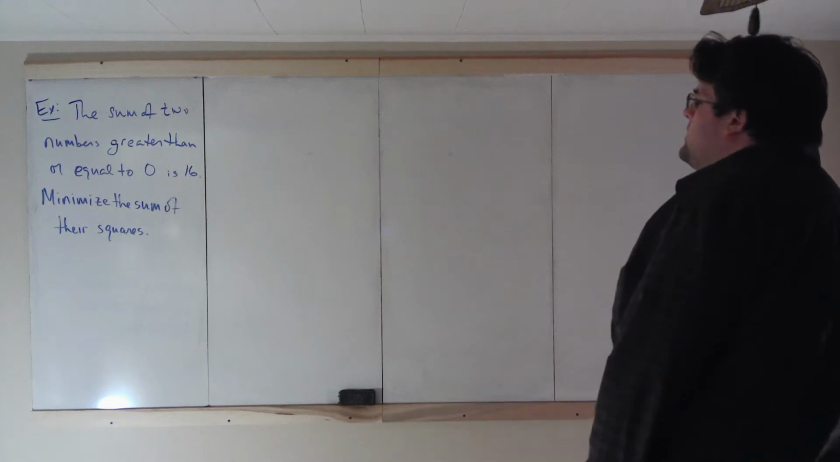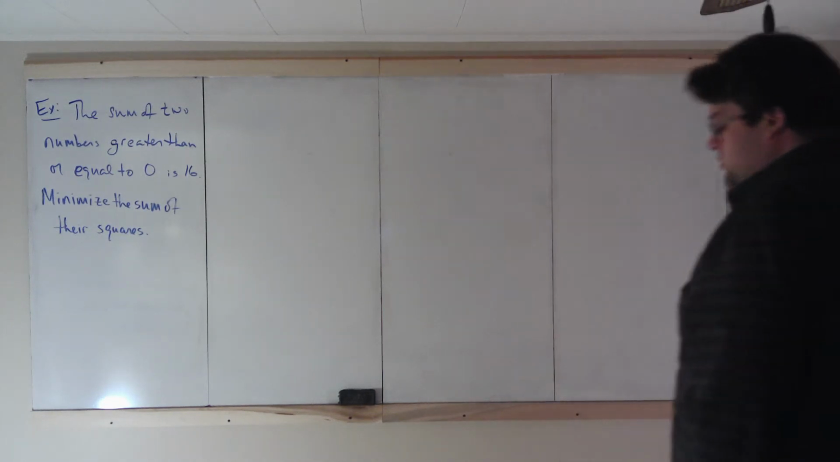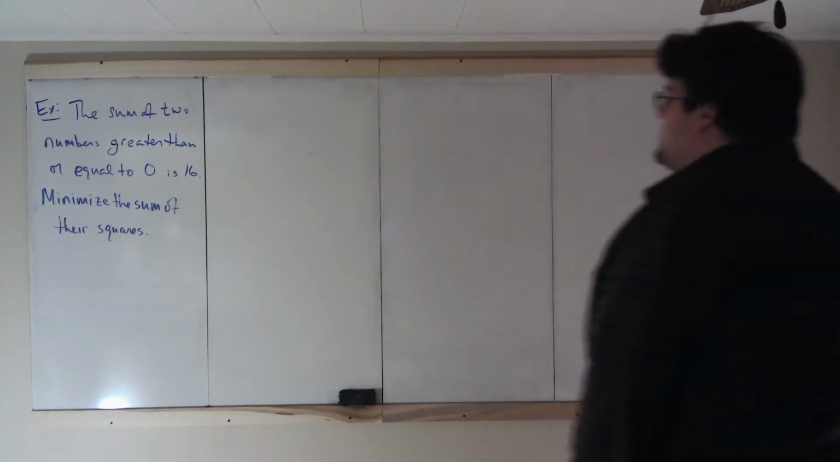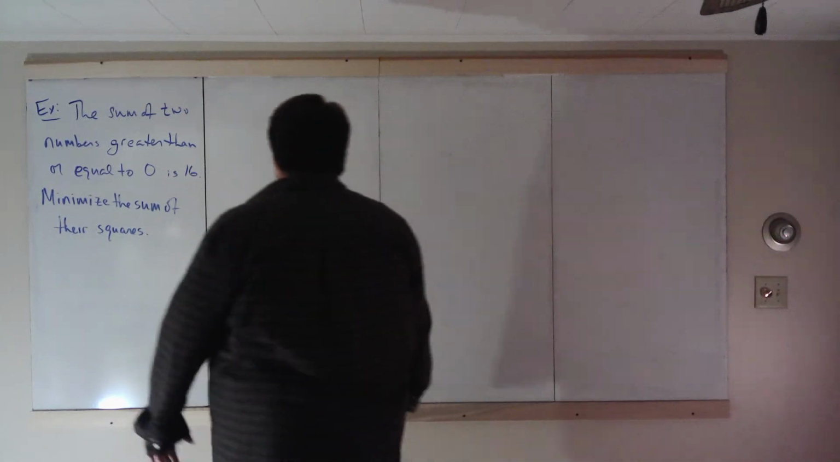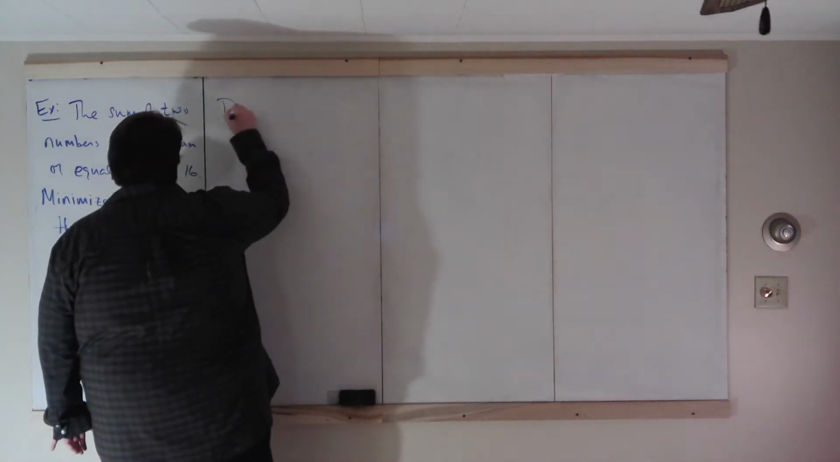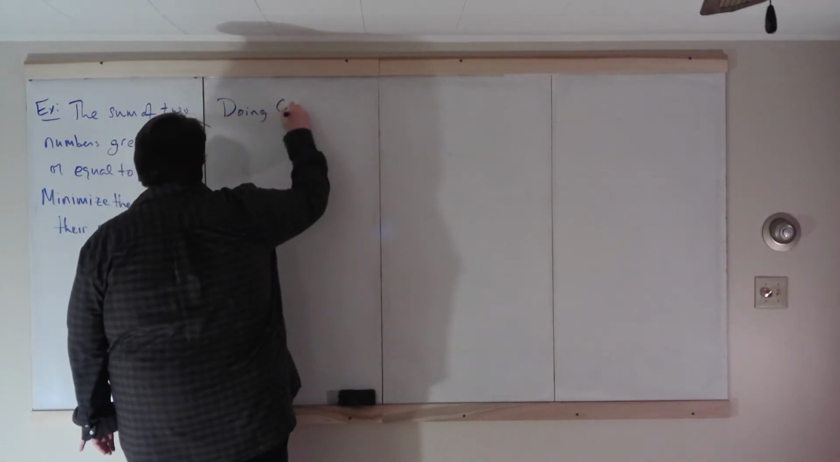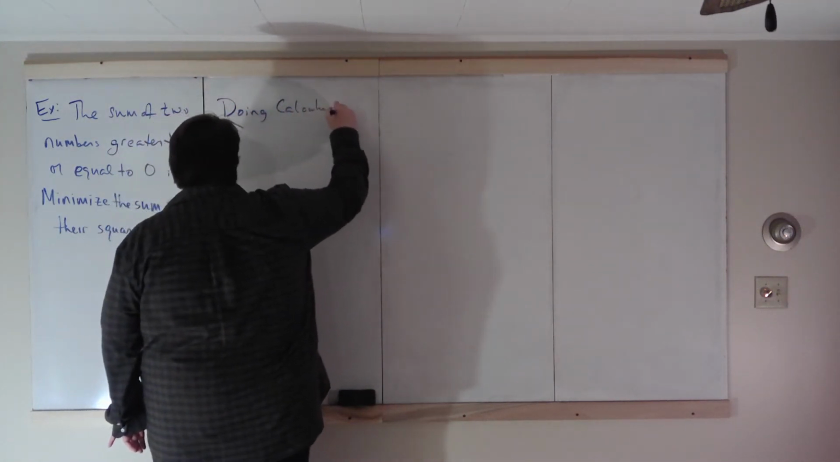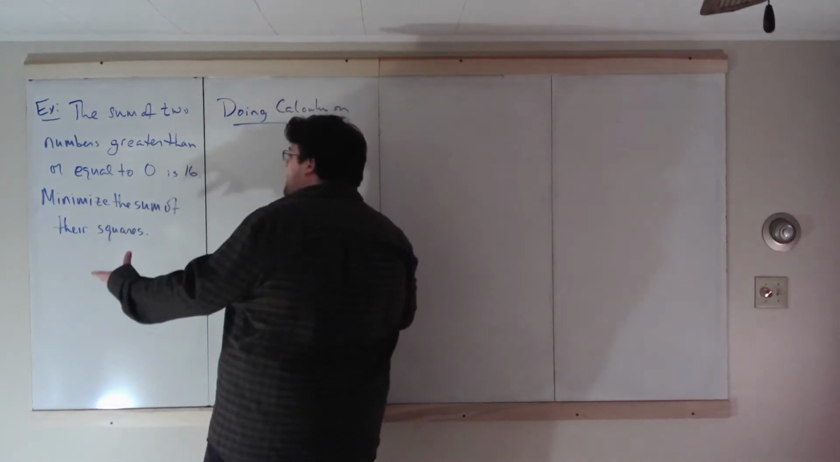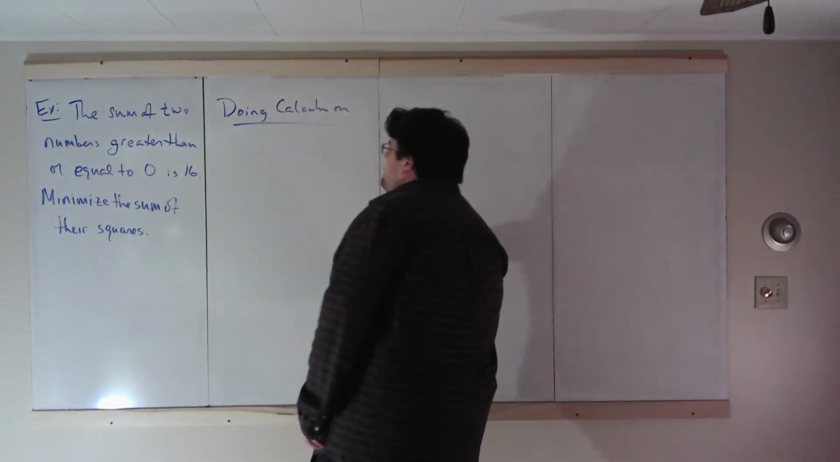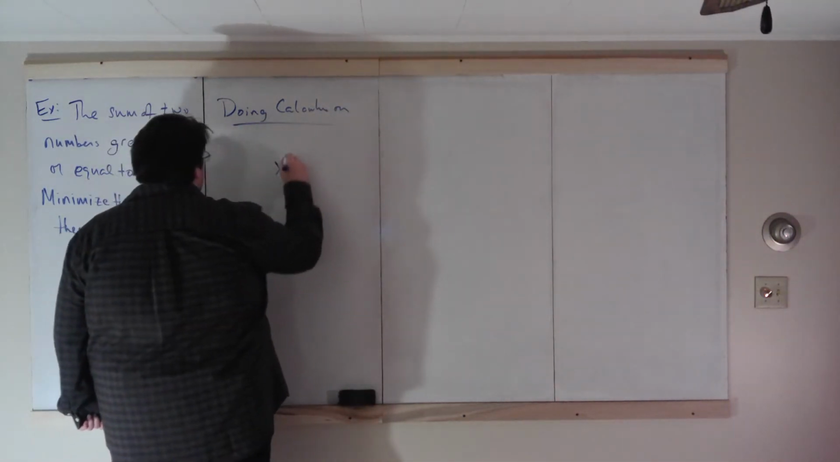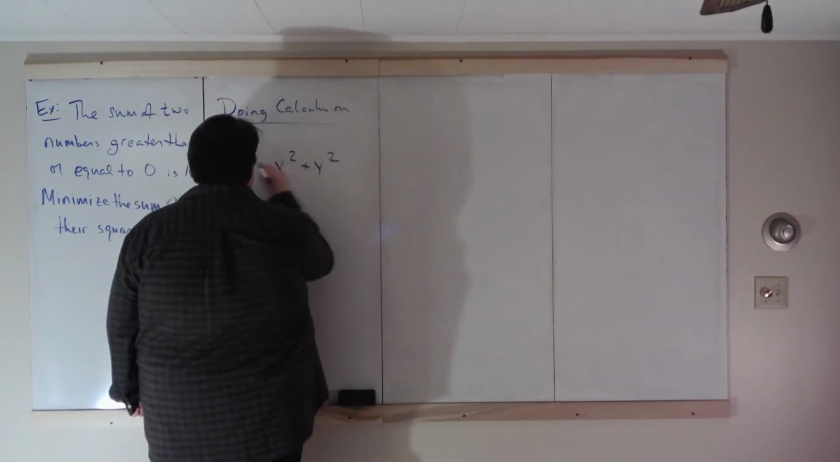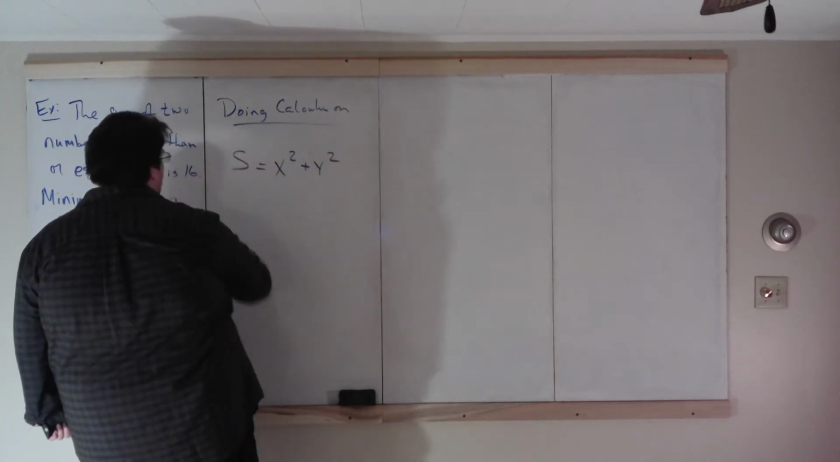So next, let's look at this example. The sum of two numbers greater than or equal to 0 is 16. Minimize the sum of their squares. Well, again, the first thing I like to do is observe the function we're doing calculus on. Here, minimize the sum of their squares. Well, we have two numbers, let's call them x and y, and we want to minimize the sum of their squares. We're going to do calculus on that function.